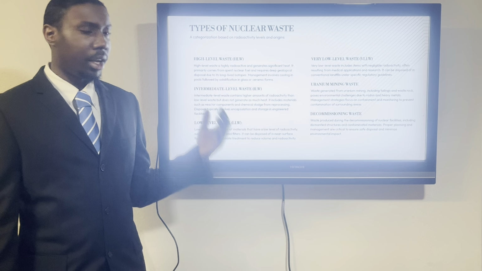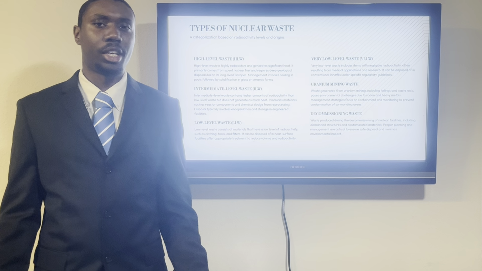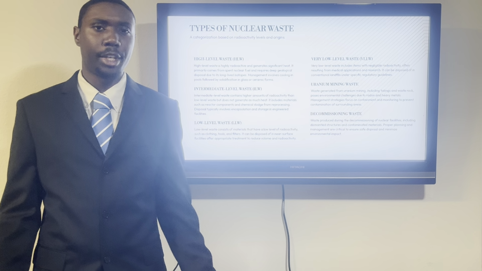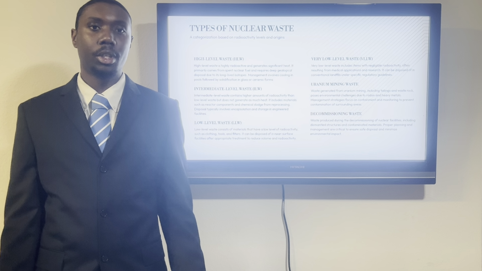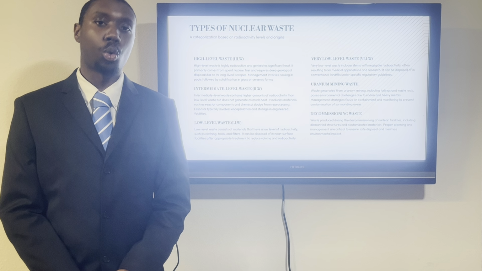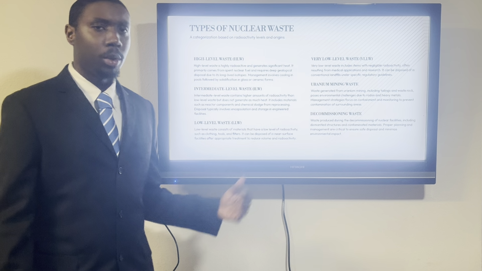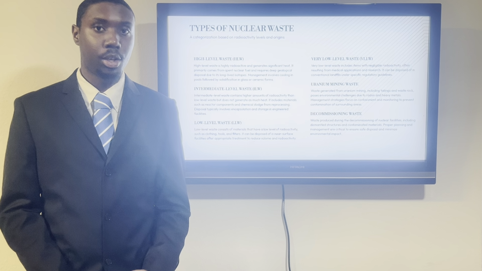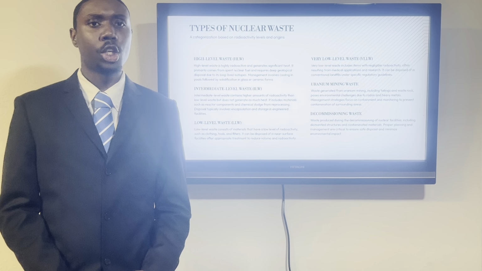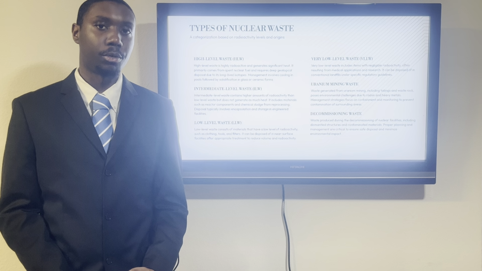Intermediate level waste, such as reactor components and chemical sludge, contains significant radioactivity but produces very little heat. It is typically encapsulated and stored in engineered facilities. Low level waste includes contaminated clothing, tools, and filters. It undergoes treatment to reduce volume and is then disposed of in a near-surface facility.